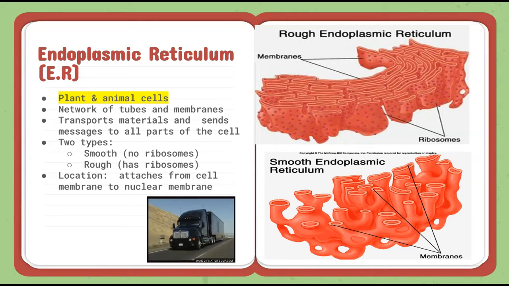There are two types of endoplasmic reticulum. There is the smooth ER, which does not have ribosomes on it, and then there is the rough ER, which does have ribosomes on it. And we'll talk about what ribosomes do in just a moment. The location is very close to the nucleus. It is typically attached to the nucleus.